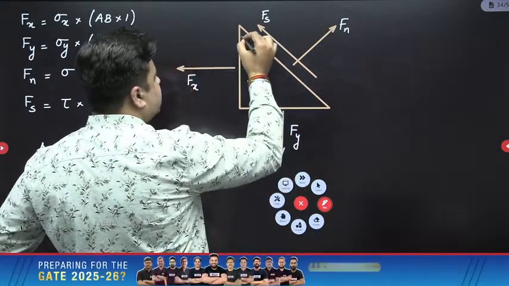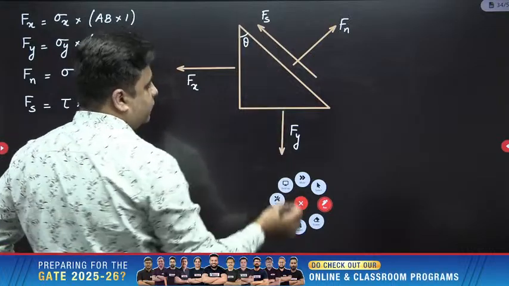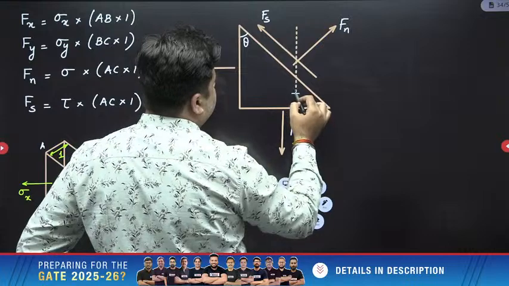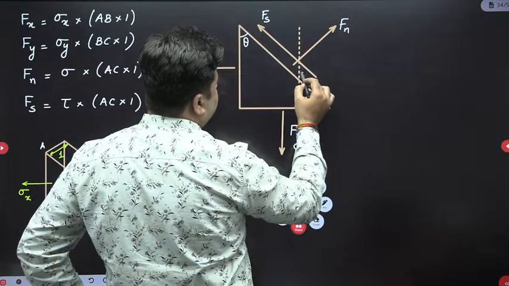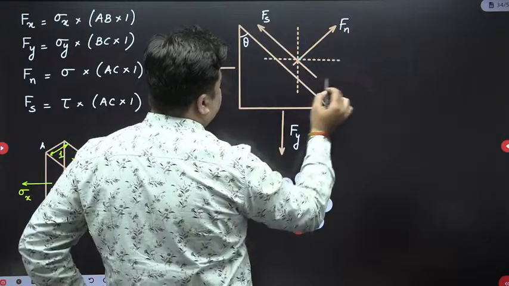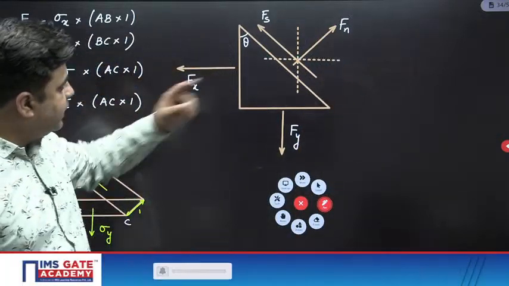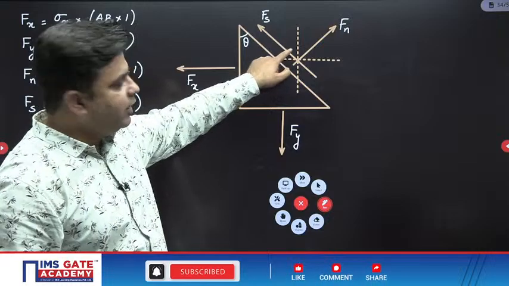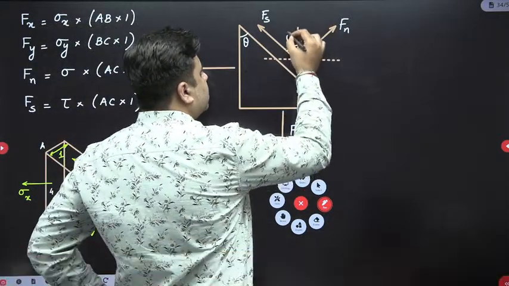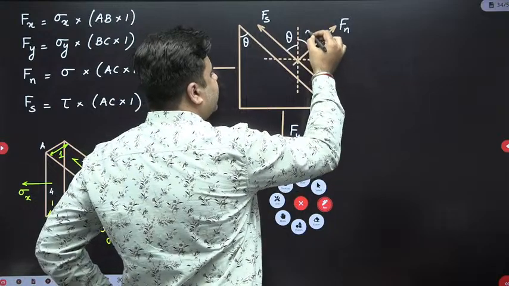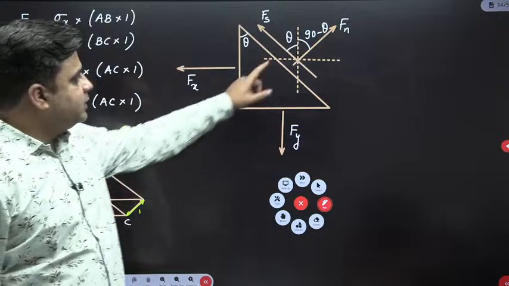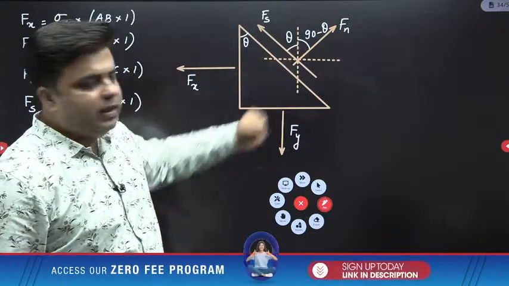If I say this angle is theta, check this out. If I say this angle is theta, then what will be the value of this angle? This angle will also be equal to theta, and this angle will be 90 minus theta. This angle is theta, so this angle will be 90 minus theta.